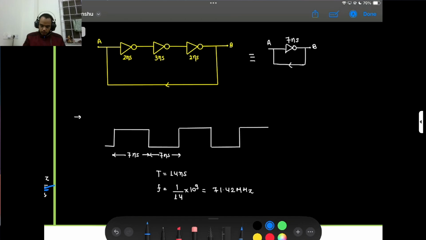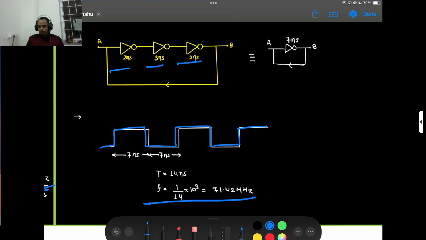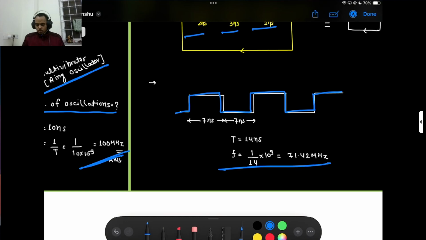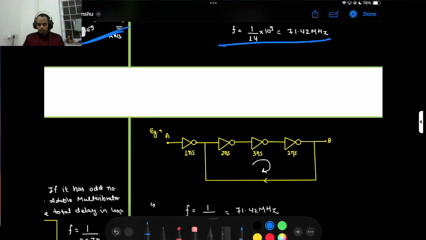Here also we can see that it is 7 nanoseconds: 2 nanoseconds, 3 nanoseconds, 2 nanoseconds, that is 3 plus 4, 7 nanoseconds. After 7 nanoseconds the circuit will change again. This is my astable multivibrator, whose frequency is 1 by 14 into 10 to the 9, which is basically 71.42 megahertz.